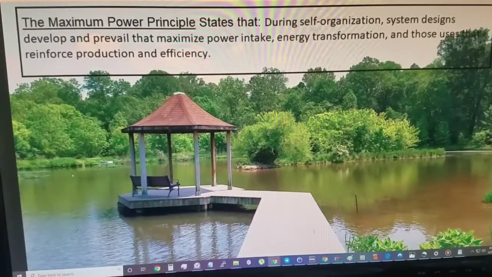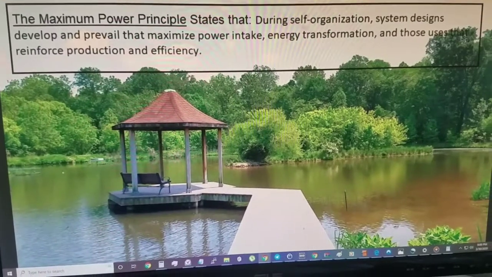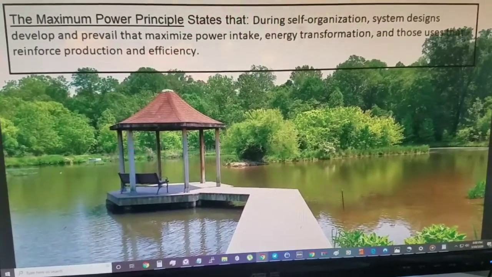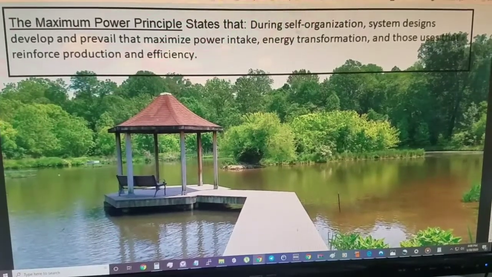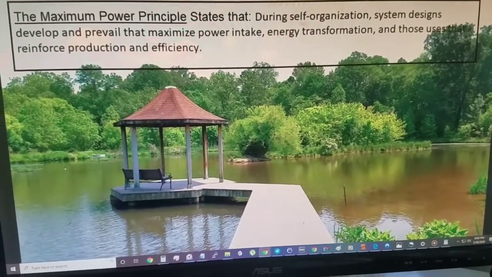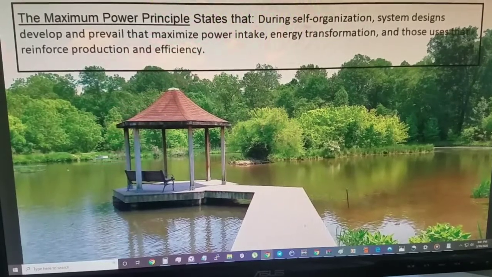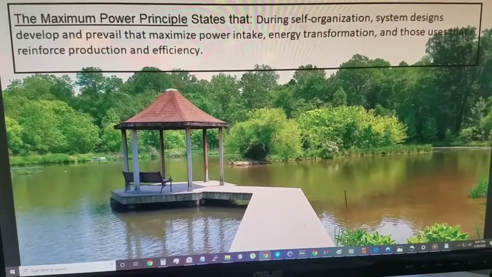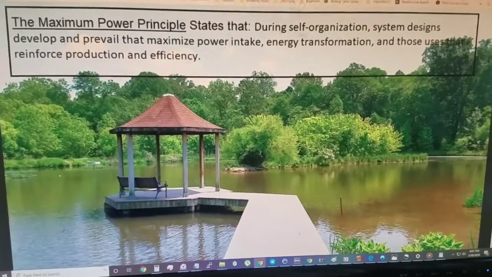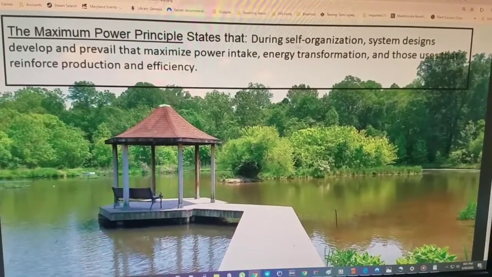The maximum power principle states that during self-organization, system designs develop and prevail that maximize power intake, energy transformation, and those uses that reinforce production and efficiency. So what does that mean?